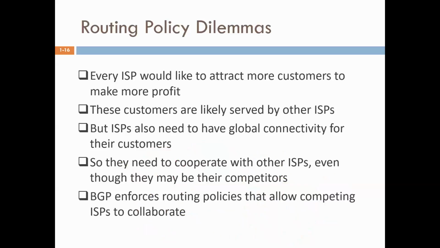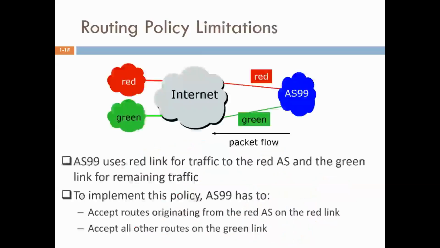Every ISP would like to attract more customers, and these customers might be served by other ISPs, but in order to have global connectivity, the ISPs or the autonomous systems need to cooperate. They need to have agreements so that they can have such global connectivity. This is the incentive for one autonomous system to cooperate with another one. Without this fact, there would not be global connectivity among autonomous systems at all.